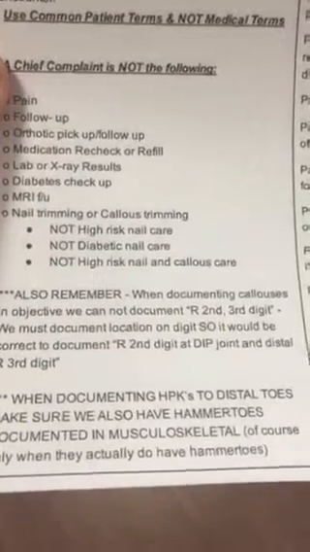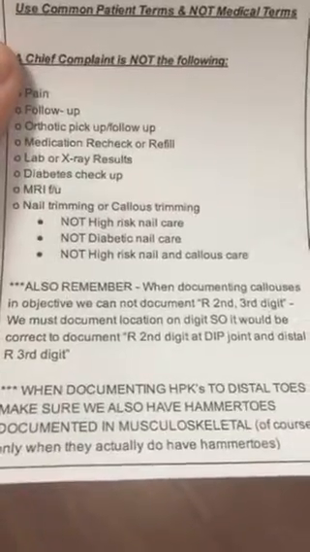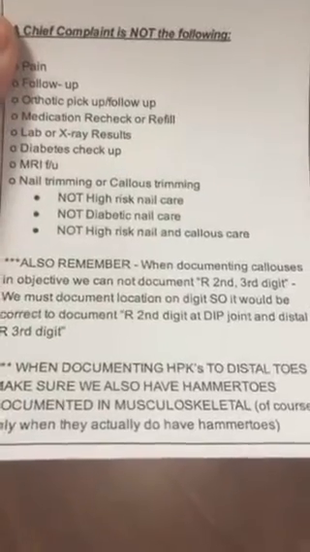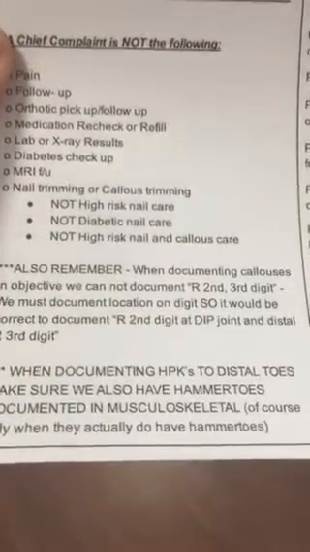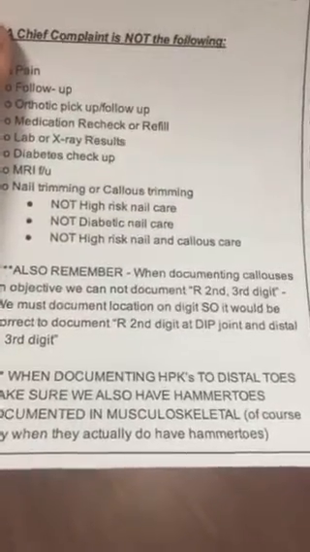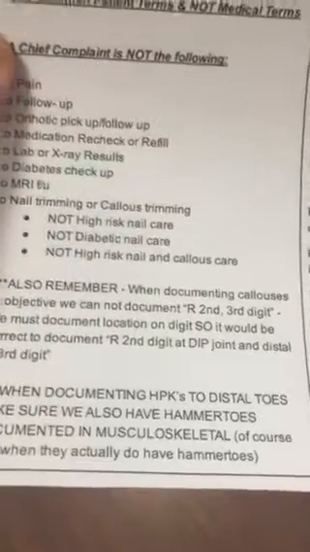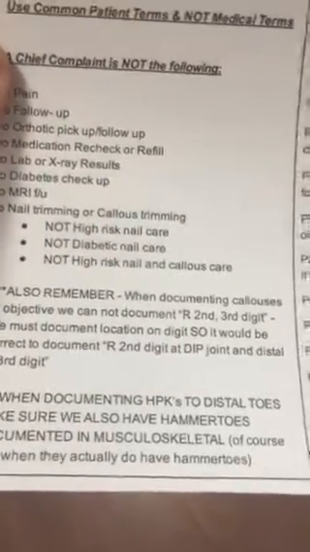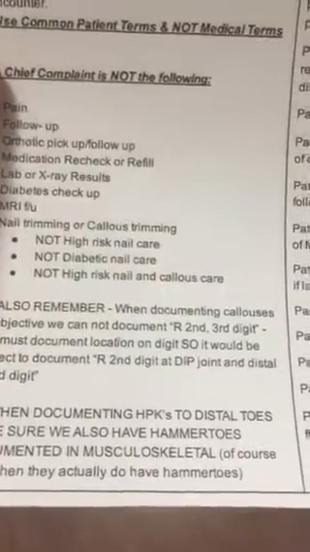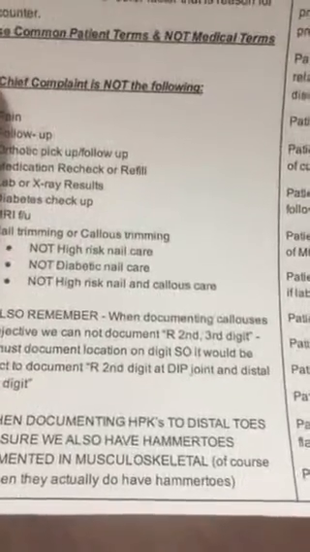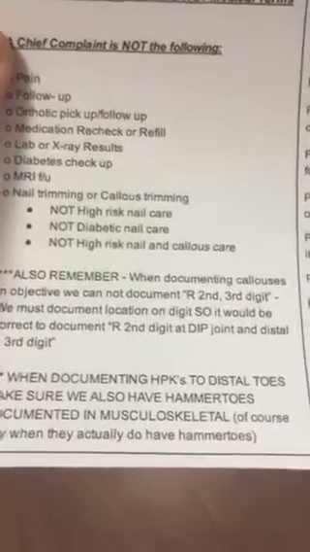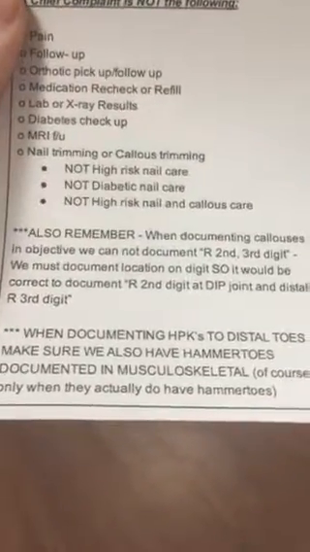It's also important, as a reminder, that when we're documenting calluses in objective, we can't just put right second, third digit. We have to put the actual location on the toe. The reason why is that if the calluses form because of a nail that caused the callus, then we can't bill for that. As we know, that really doesn't happen, or is very, very unlikely to happen. But when you put right second, third digit, in an auditor's mind, they're going to say that potentially could be caused by the nail, and we're not covering that. So very specific documentation and location is important.